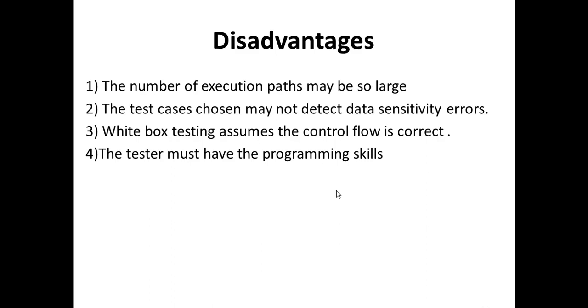Then the third disadvantage is that while we are performing white box testing, generally it is assumed that the control flow of the software is correct. The reason here is that we have already exercised or seen the paths which are existing in the software, but many times non-existent paths can also be there in the software, which will be triggered only after a certain condition is met.